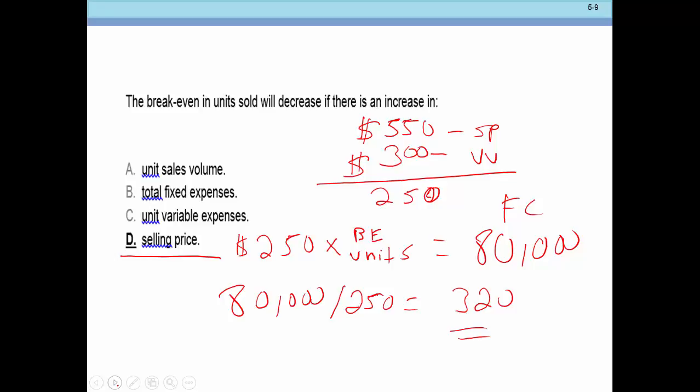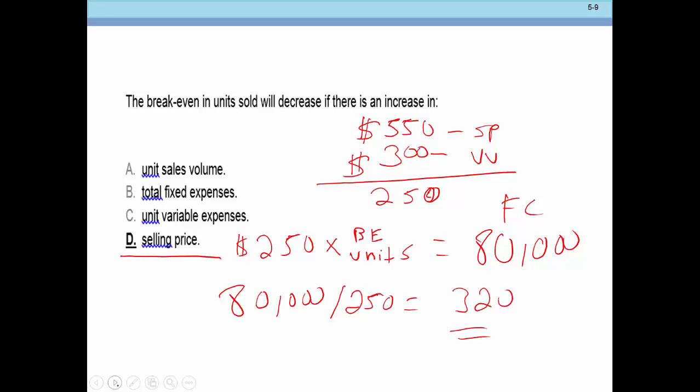They ask us the break-even in units sold will decrease if there is an increase in what? You can see the answer is selling price, right? But what I put over here on the side is I took the example we were just looking at and did what the problem told me to see if it was true that the break-even in units decreased. So I moved the sales price. It was 500. I changed it to 550, didn't I? I increased the sales price. I took off the variable cost, VC. I subtracted the variable cost from that. That gives me $250 per unit as my contribution margin.